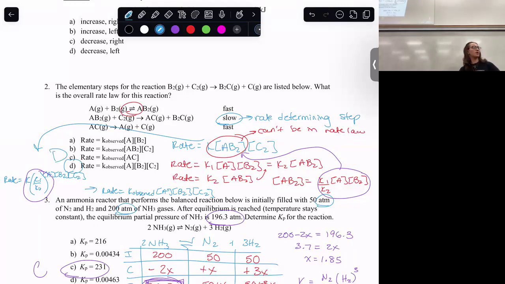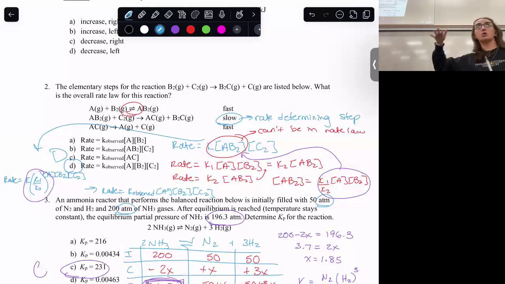The individual step, intermediate one. No. Right, an intermediate can never be in a rate law. A catalyst can, so that's why A is allowed to be in our overall rate law. But an intermediate cannot show up in an overall rate law. So I don't think this is going to show up, right?